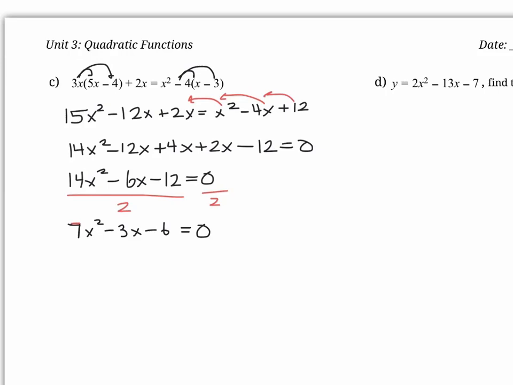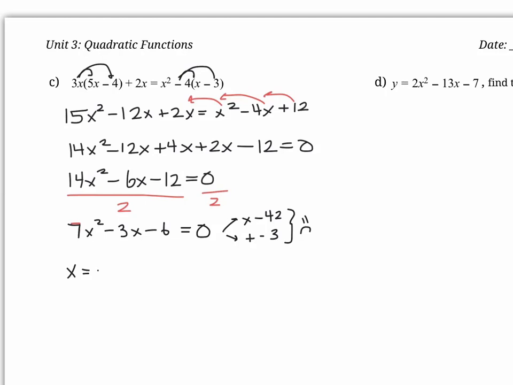Let's see if we can factor it. So we're looking for two numbers that multiply to negative 42 and add to negative 3. And unfortunately, those numbers just don't exist, which means we can't factor this. And so we're stuck and we're left with our final tool for solving quadratics, which is the quadratic formula.